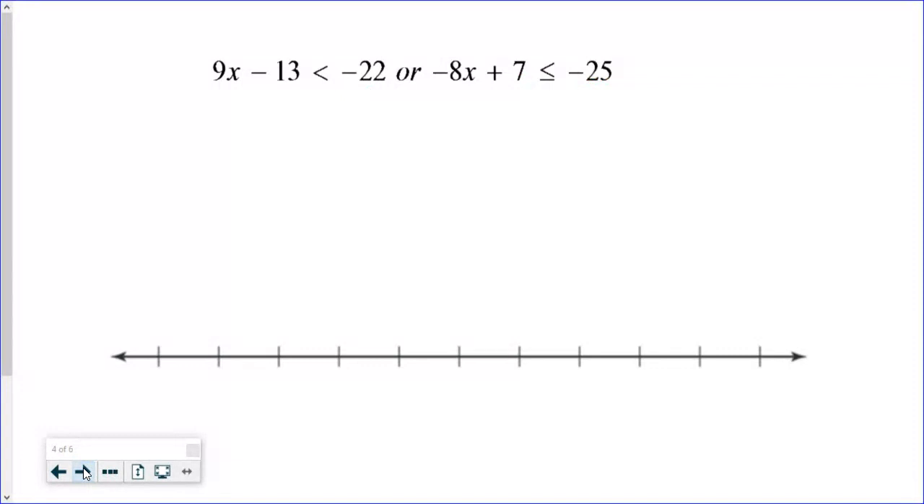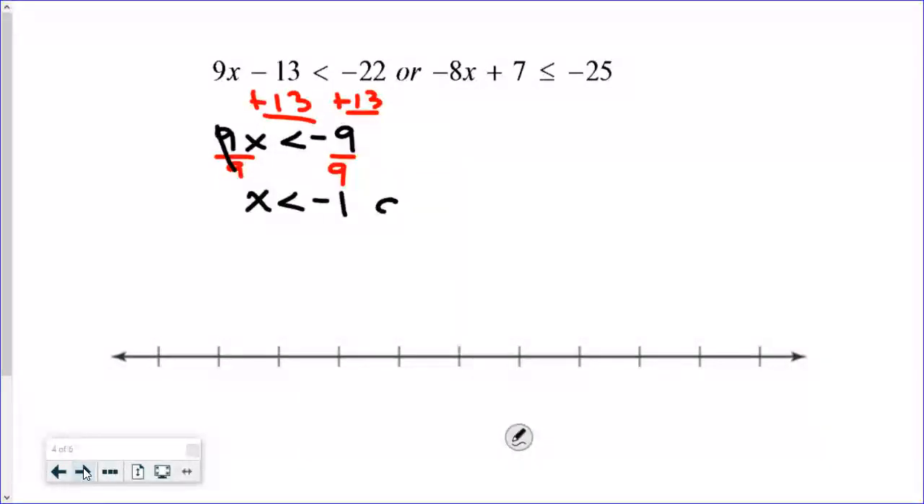Okay, we have another "or," just checking. So add 13. Okay, so we have 9x is less than negative 9. Now I'm going to divide, but again, I'm not dividing by a negative this time, so do not flip the sign, and I have a negative 1. I'm going to put the word "or" there. Minus 7. Okay, so we have a negative 8x is less than or equal to negative 32.